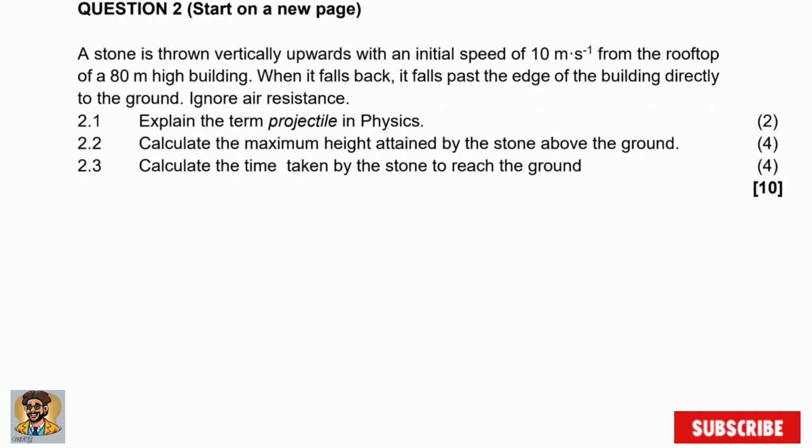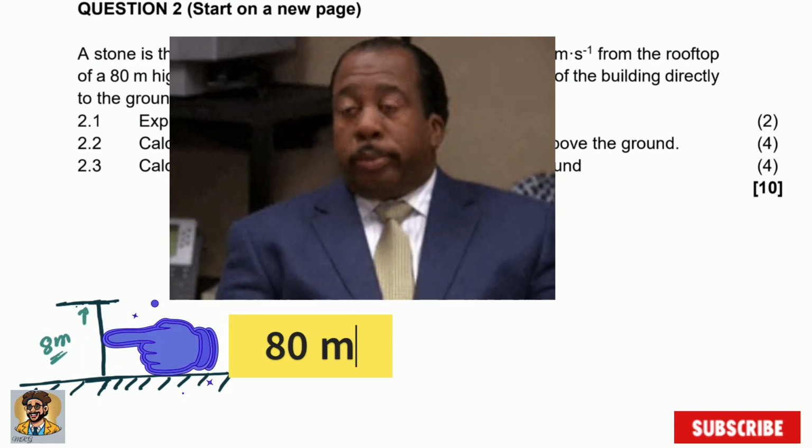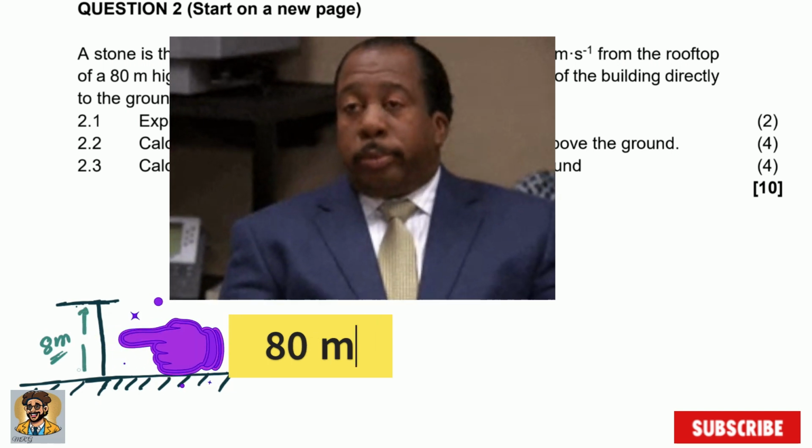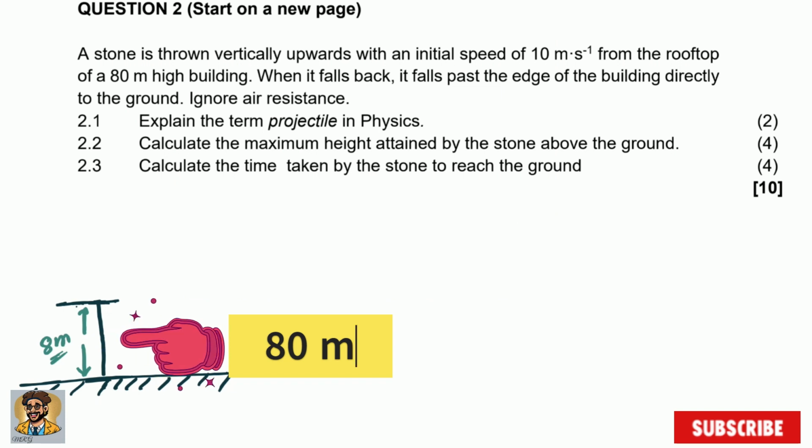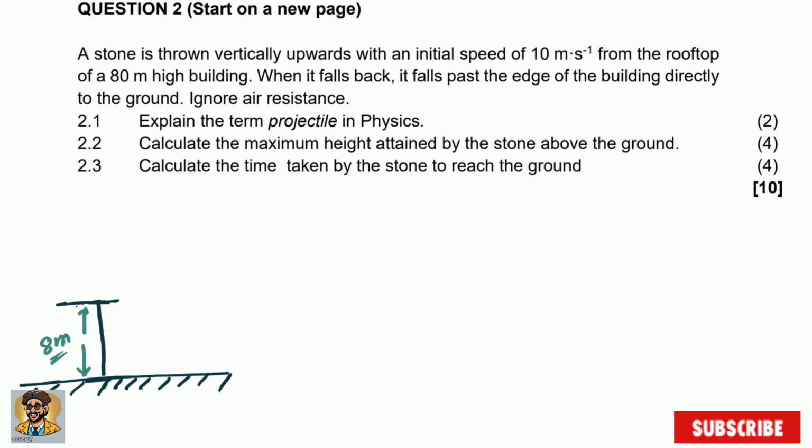Okay, so let's first of all have an idea of what is going on here. We have a ground and there is a building on the ground. This building is 80 meters high, so from this point to this point is 80 meters. A ball is thrown vertically upward from that building with an initial velocity equal to 10 meters per second.